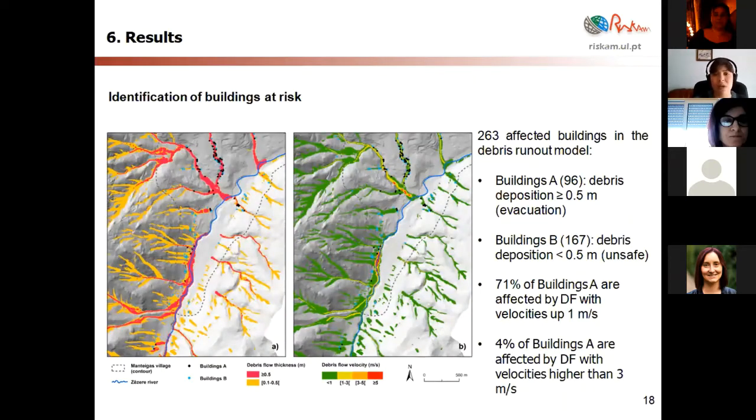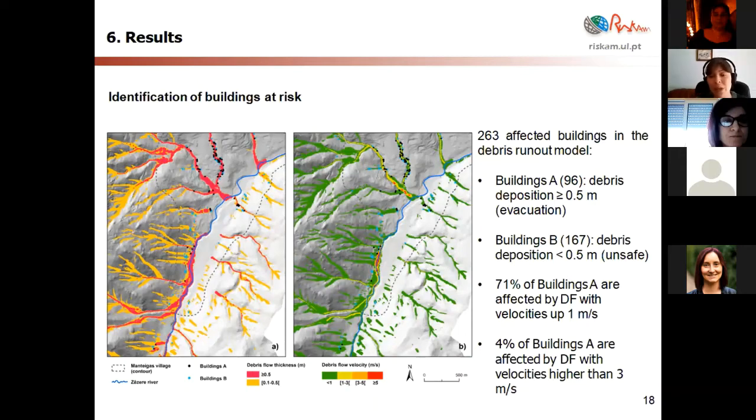The results delivered 263 buildings at risk, which we divided into buildings A and B. We have 96 buildings A, where the debris flow deposition is higher than half a meter. So we consider these buildings for evacuation purposes.